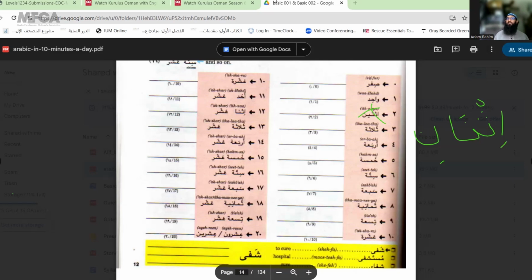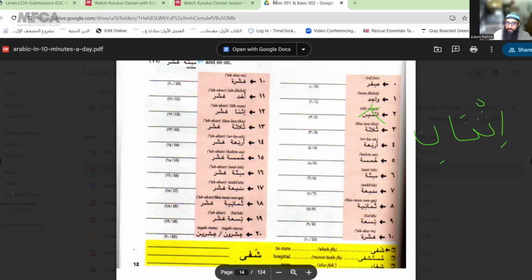Sittatun, the sin has a kasra. The ta has two things. It has a shadda and it has a fatha. Sitta, followed by the closed ta. Sittatun, which means six. Then we have sab'atun. Sin, sa. The ba with a sukoon, sab. The ayn with a fatha, sab'a, and the ta, which is a closed ta, has the tanween, sab'atun, which means seven. Then we have thamaniyatun, which is eight.